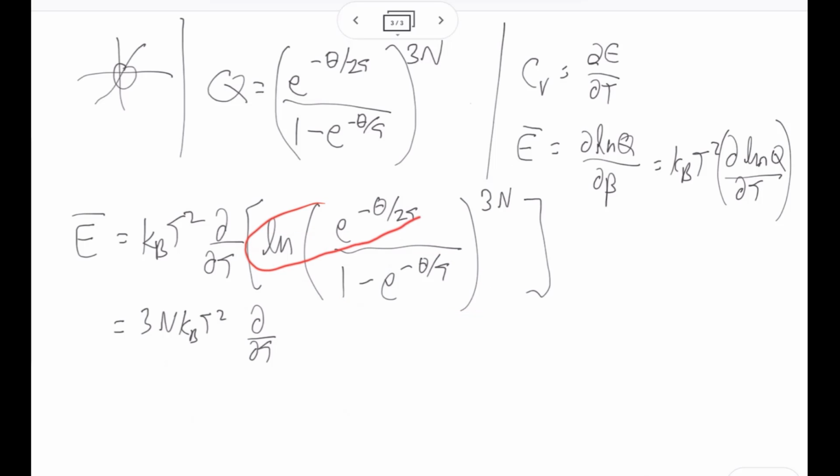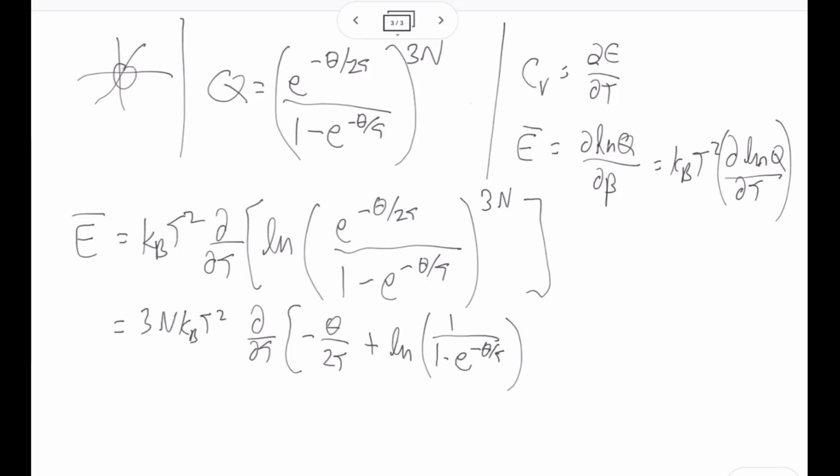And log of e to the negative theta over 2t, well, that's just negative theta over 2t, right? The log and the exponential cancel out. The second one, log of 1 minus e to the negative theta over t, that's fine, I can just write it like this, plus log of 1 over 1 minus e to the negative theta over t. Okay, so I've kept it in the product form. So instead of doing a minus this, I just added 1 divided by this. So this is still a plus.